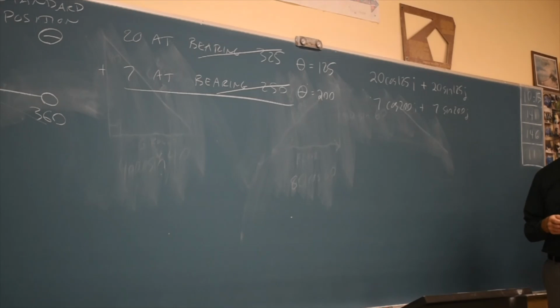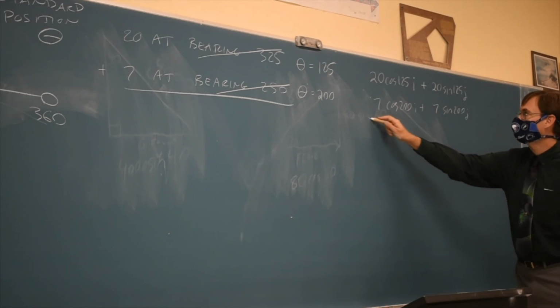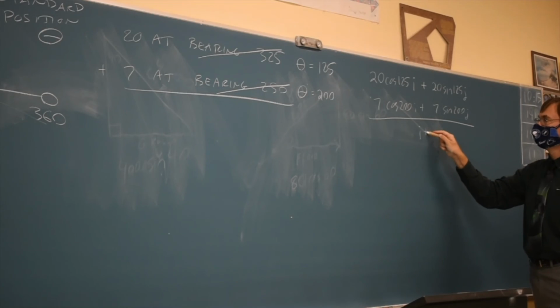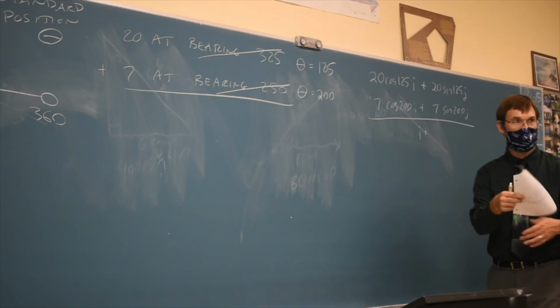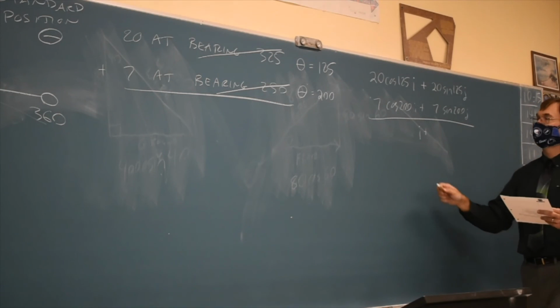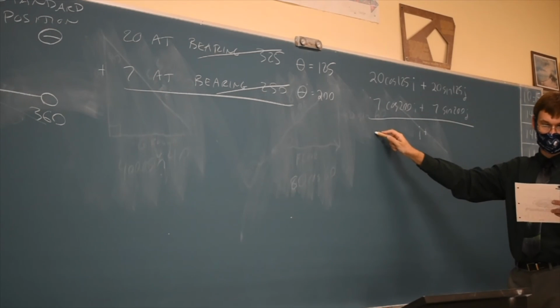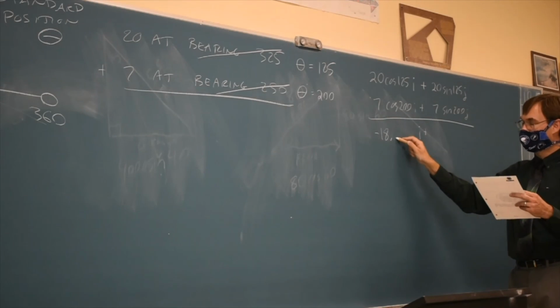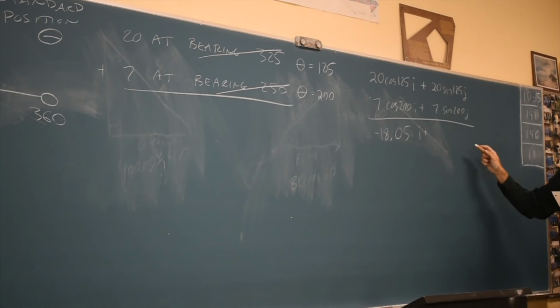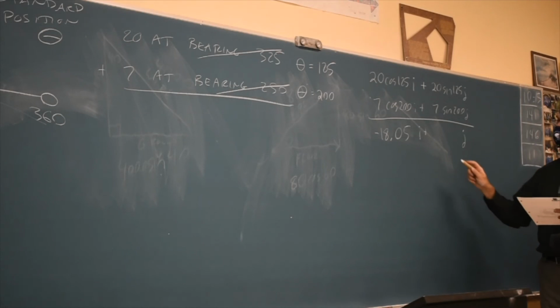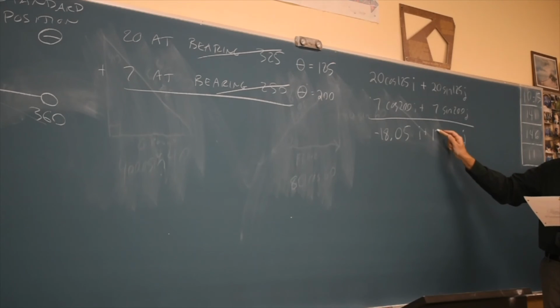Then what? Add your I's. Add your I's using your calculator. You tell me, I'll agree or disagree with you. Negative 18. Give me 2 decimal places and I'll agree. 0.5. I agree with that. And then also, 13.99. I agree.